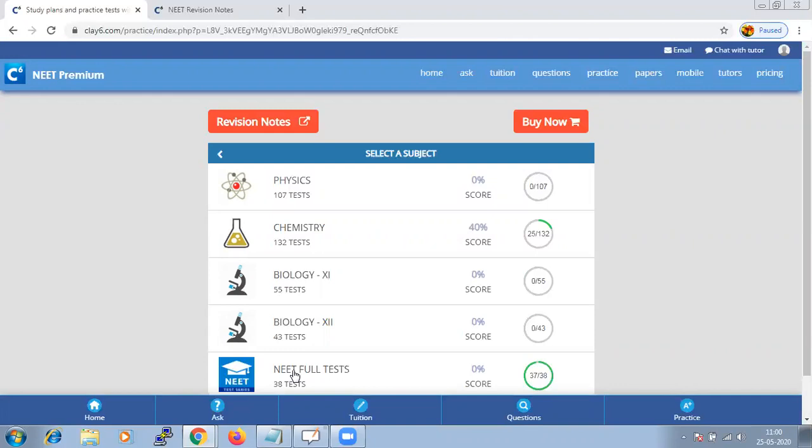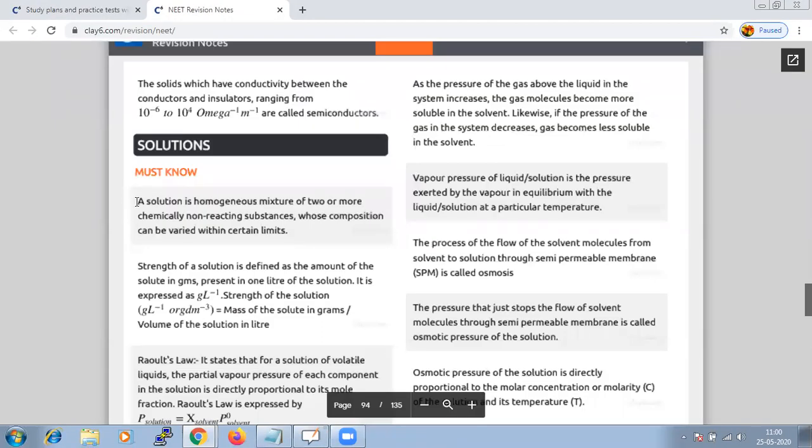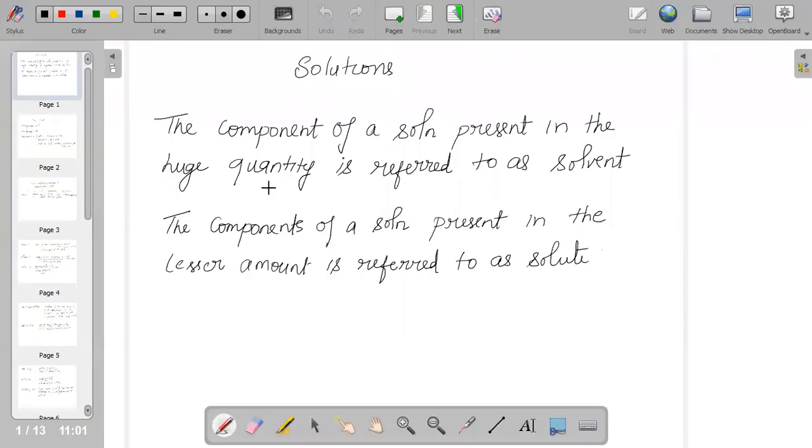Now let us go into the chapter, that is solution. Immediately when we talk about solution, what is a solution? It is a homogeneous mixture of two or more chemically non-reactive substances whose composition can be varied within certain limits. A solution is composed of a solvent and a solute.